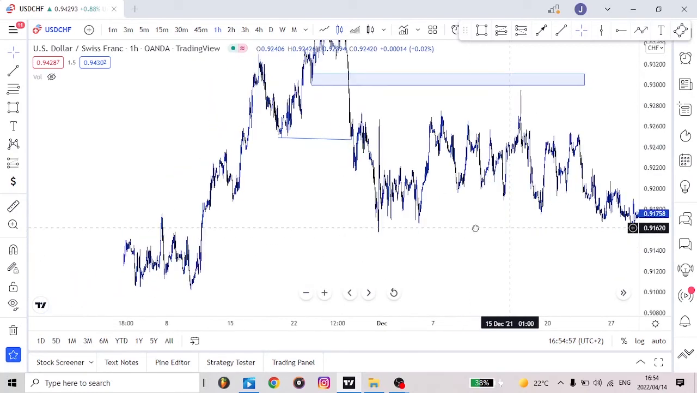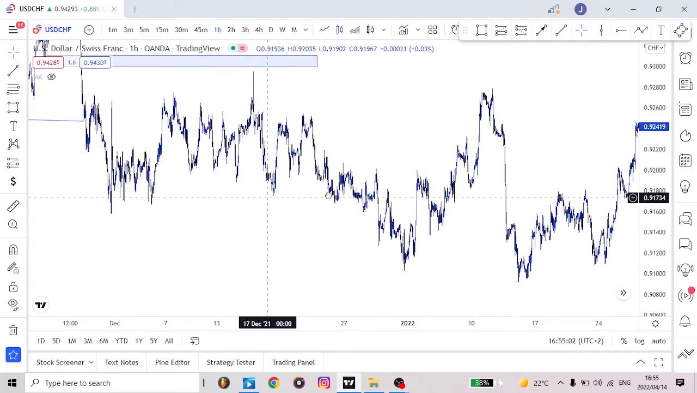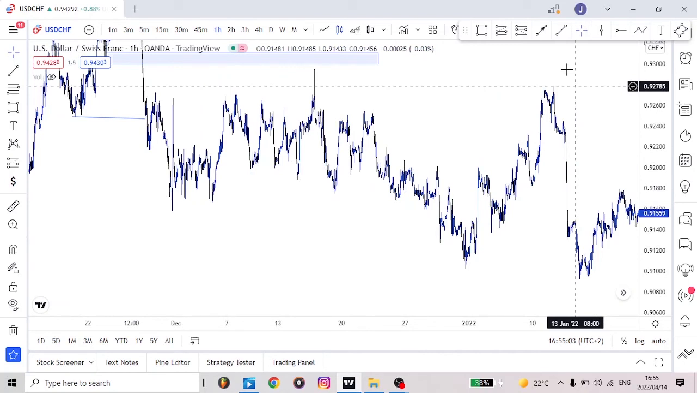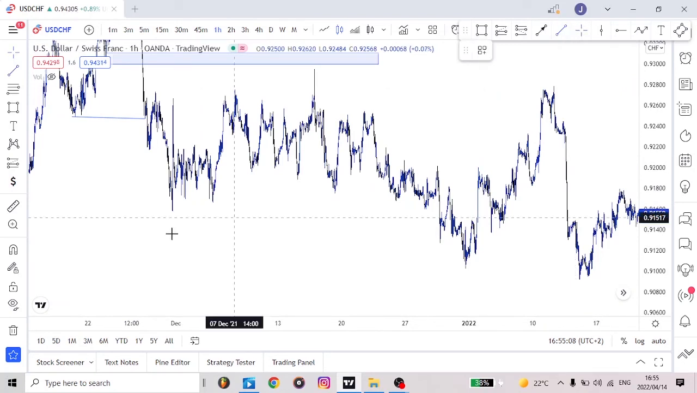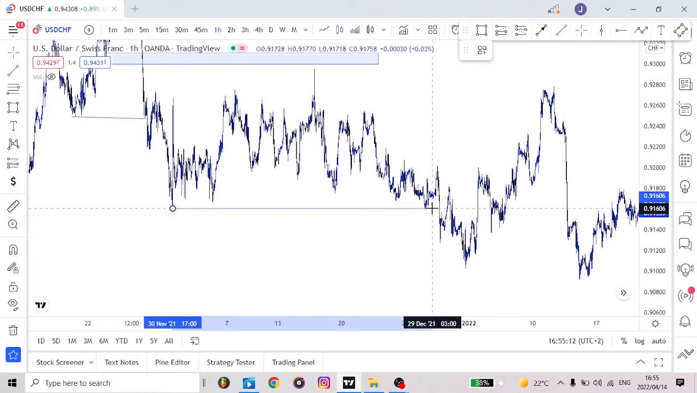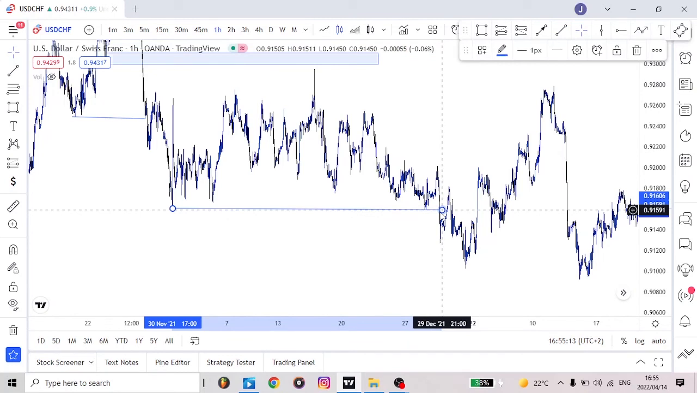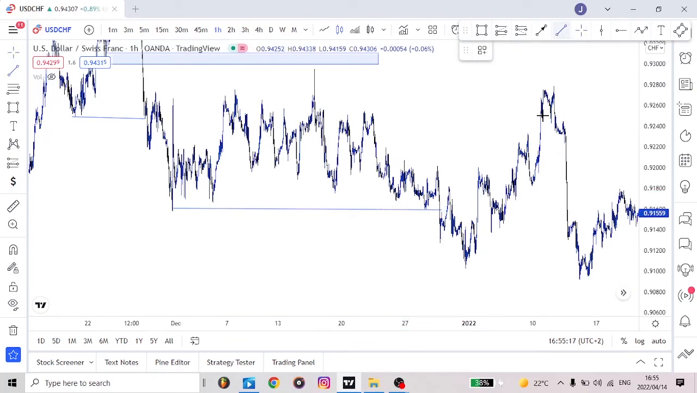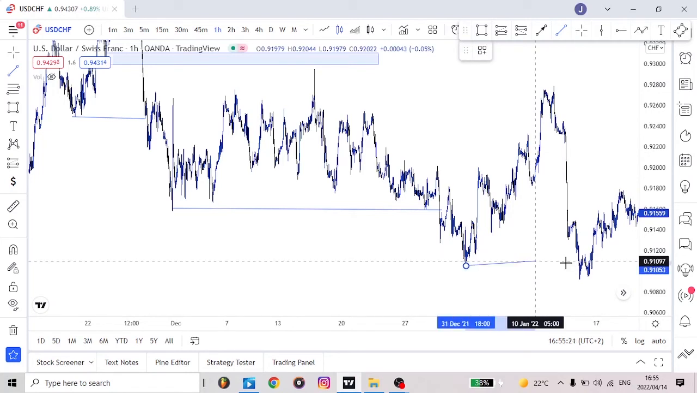So it's very important to be able to spot change of characters, because they give you the advantage to see a change in the market structure beforehand. So here we had a break of structure, and again I said I'm going to make a video about break of structure. So if you don't understand what a break of structure is, don't worry about it, I'm going to make a video. And then this was the break of structure.